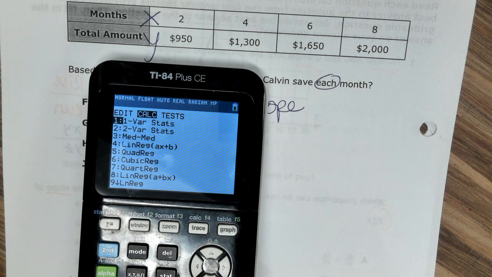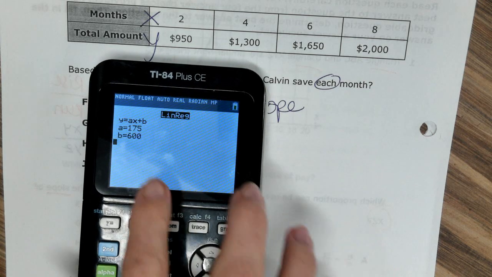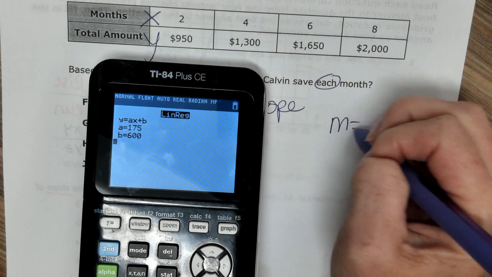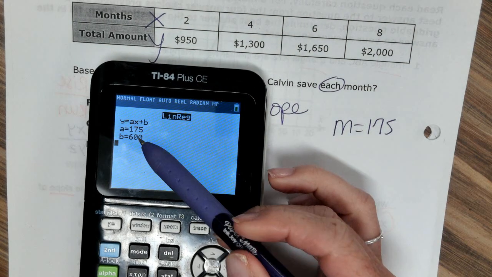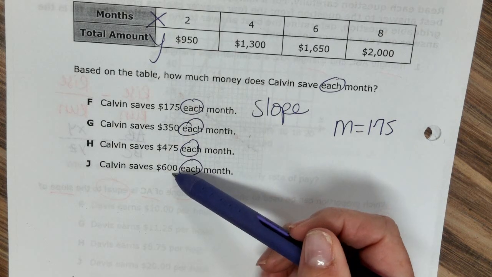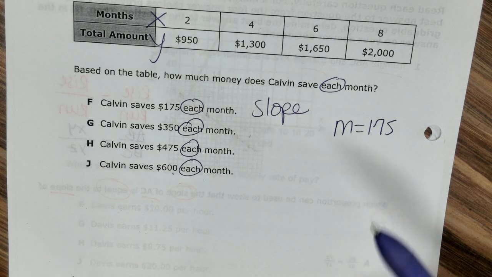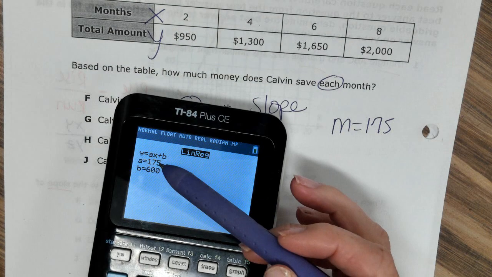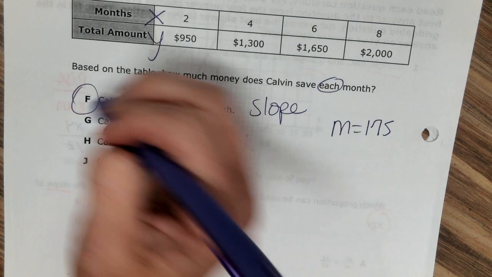Okay, stat calc option 4. What is the slope? Now look, I want y'all to see that's your answer. What was the y-intercept? Did they also put that as an answer choice? They wanted to know, do you understand each month means slope? So the answer was F, 175.